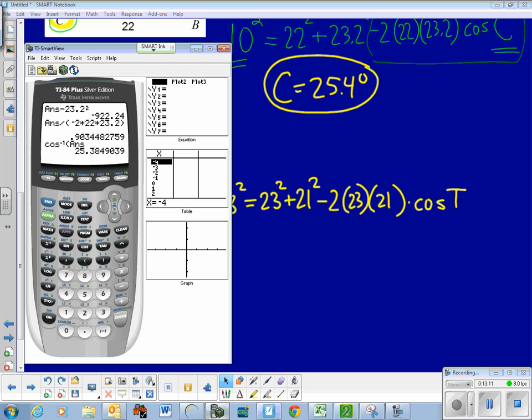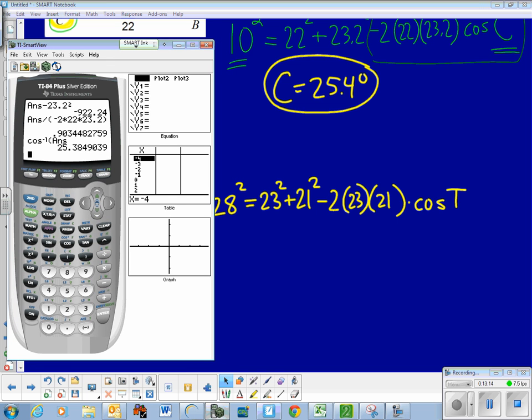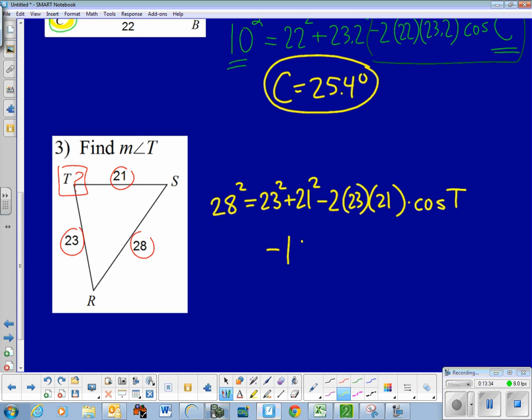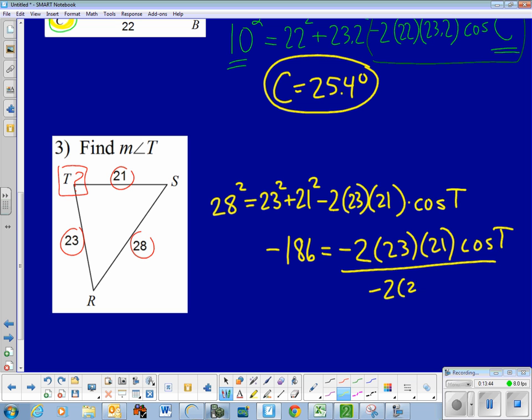All right, so if that last one went a little too fast, you can follow along on this one. 28 squared. And when I'm doing my steps of algebra, what I'm going to do is subtract the 23 squared and the 21 squared. I'm just going to go along and hit enter all along the way. Now, negative 186, I'll add in an extra step this time. Negative 186 that I got from subtracting equals the rest of this.